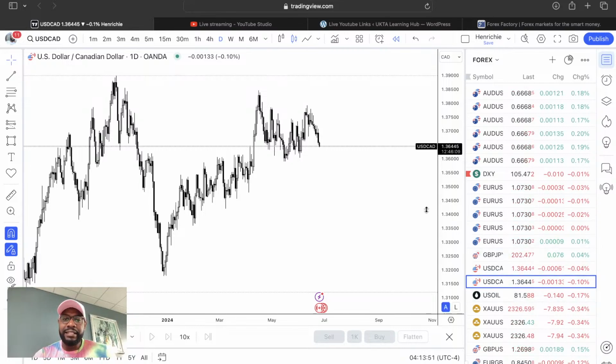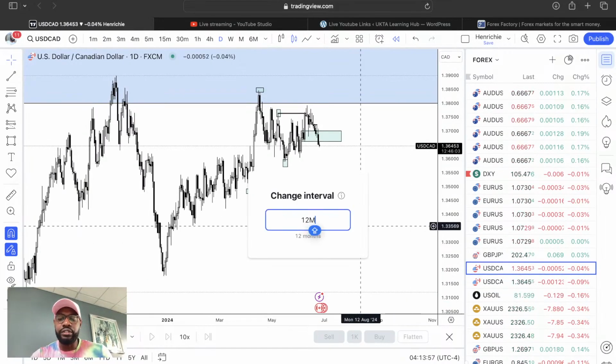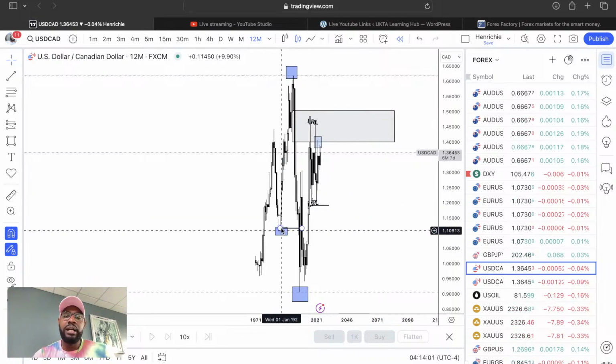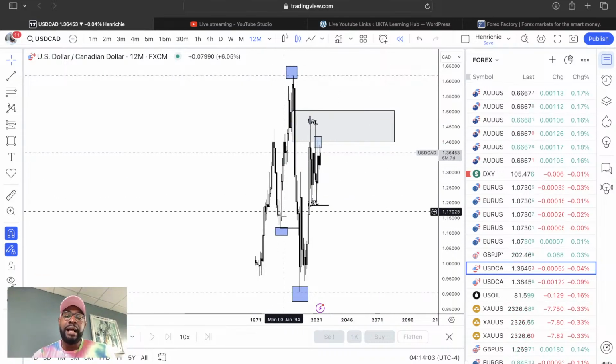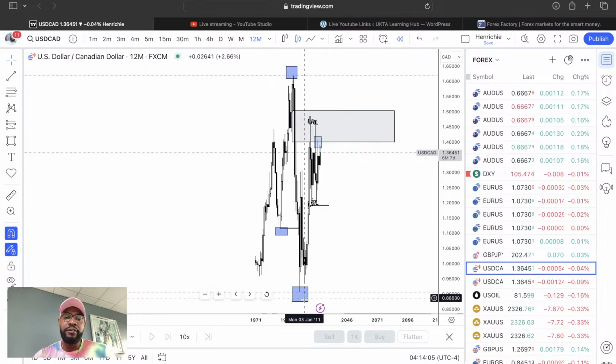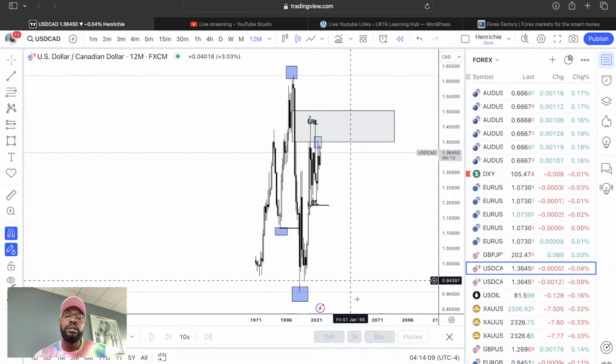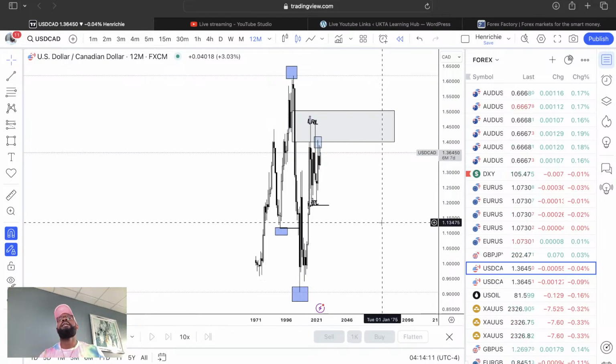So with that being said, I'll be watching this very closely. Don't forget, my 12 time frame market structure on USD CAD remains the same: bearish, lower low, higher low, higher high, break of structure creating a lower low. So I believe this is potentially a higher low and then a lower low potentially in the future. That could happen whenever that is.